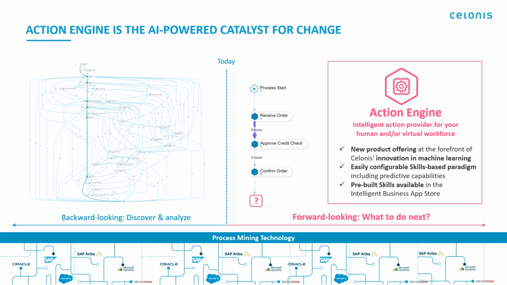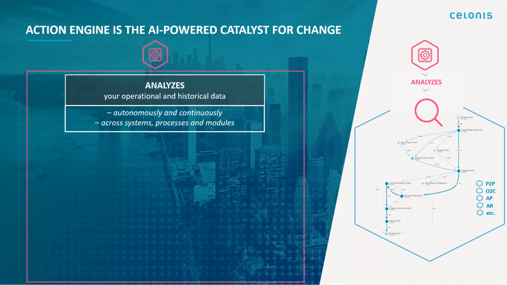However, how does it work in detail? How does the mechanism look like for the Action Engine? And let me clarify this in 3 steps. First, the Action Engine analyzes your operational and historical data autonomously and continuously across the modules, systems, or processes that you have connected to Celonis.